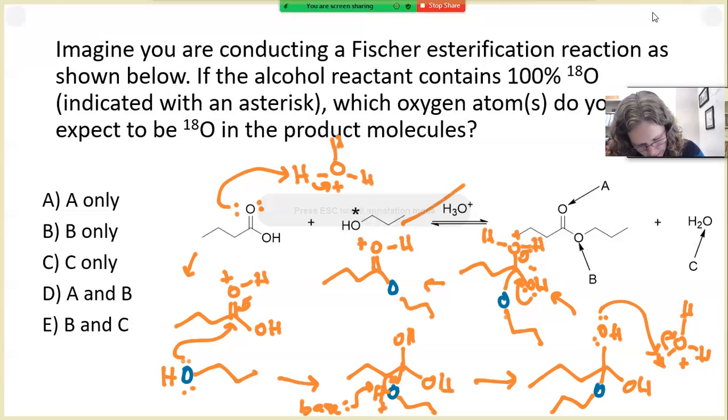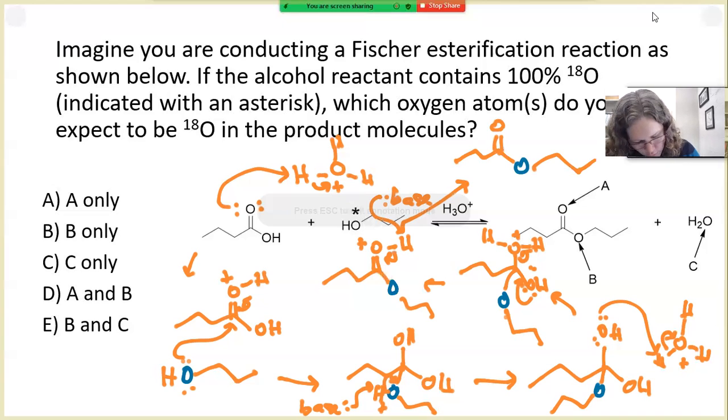So I'm going to add an arrow going this way. And note too, all of these arrows are really equilibrium arrows. I'm not drawing them as equilibrium arrows, but they are. This is an equilibrium. So our base will come in and deprotonate. And our final product looks like this. An ester as depicted in the products.